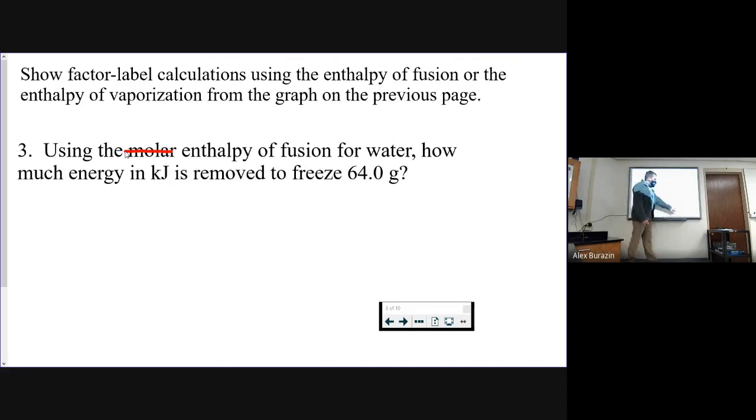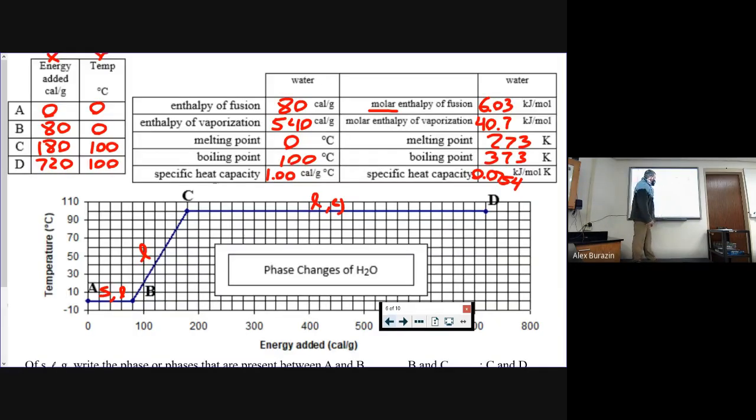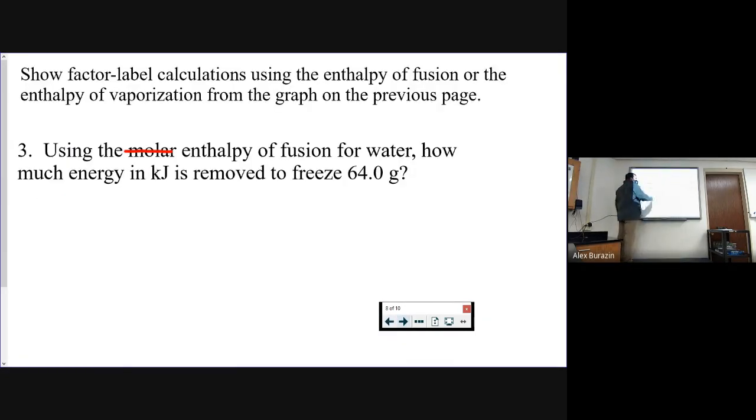We're going from here to here, from B to A on this graph. Pure liquid to pure solid. How much energy does it take to freeze 64 grams of liquid water?